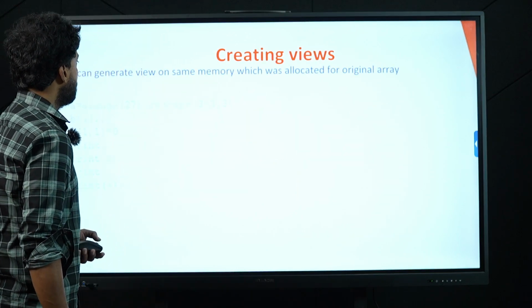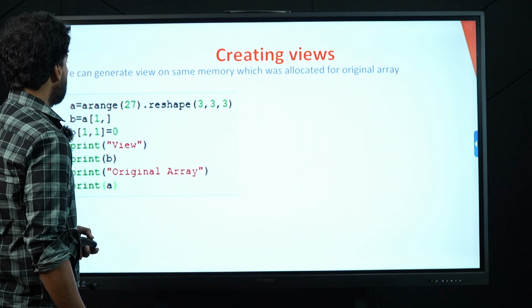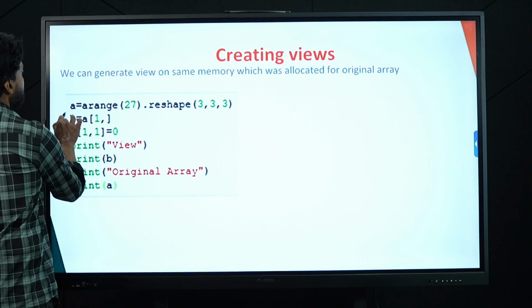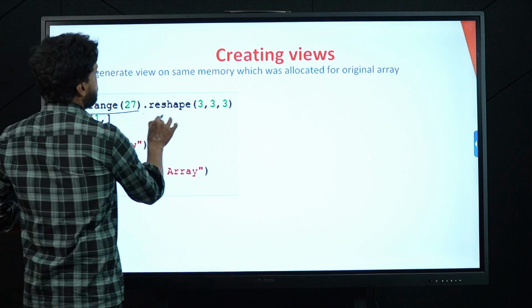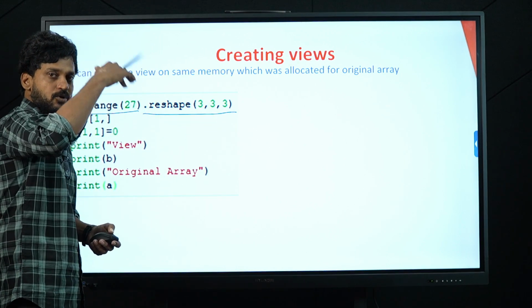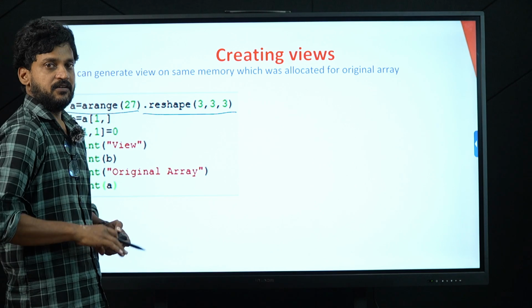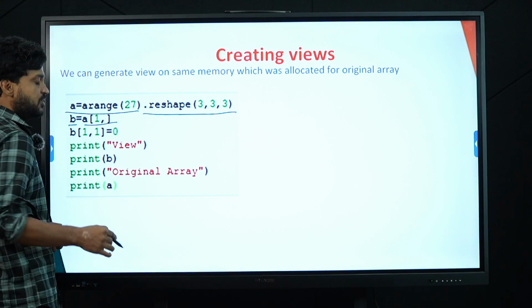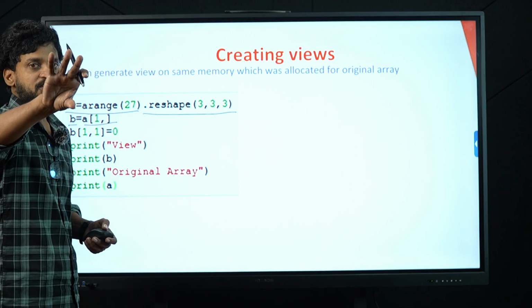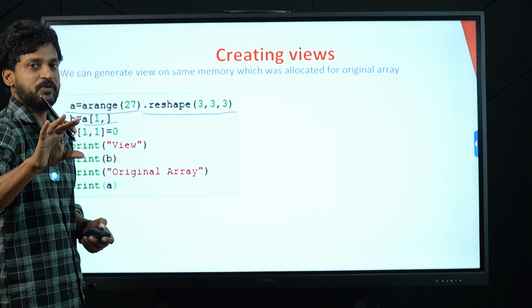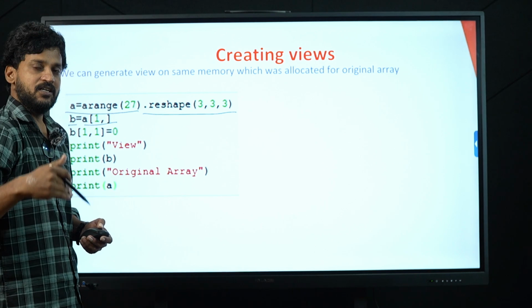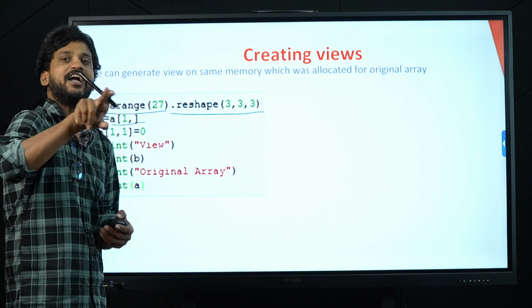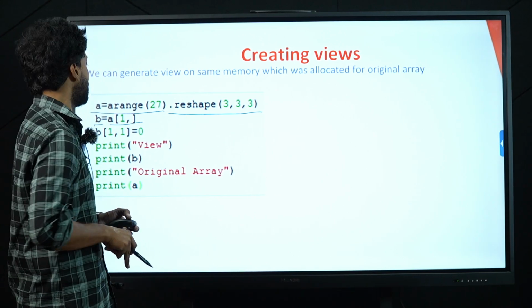Right, next. I'm going to give you one more example. Here, A is a range of 27, reshape 3, 3, 3. The same old previous array will get created. Then what I did is, B is equal to A of 1, null. That means the total first page will get selected. The very first page, meaning right after the 0th page, right before the second page. There is a first page. The total first page with all the rows and all the columns will get selected right now.